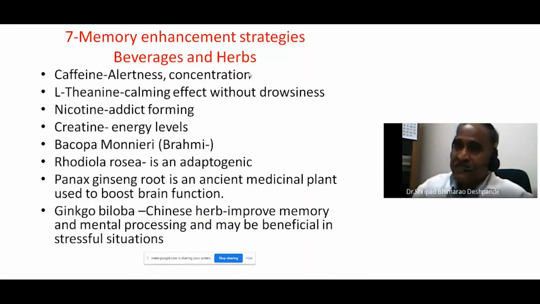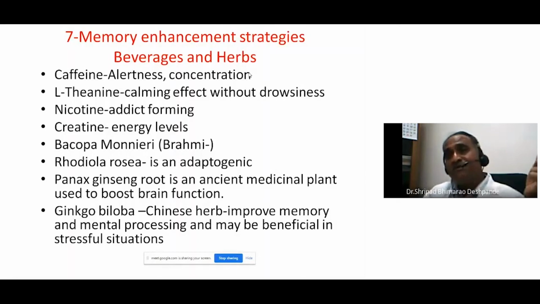Then herbs and beverages. We have caffeine. Caffeine increases the alertness and concentration. The caffeine is there in coffee and teas. So that would be better if you want to have the learning schedules. Maybe caffeine would help to keep yourself alert, and thus it helps to store the memory or consolidate the memory.